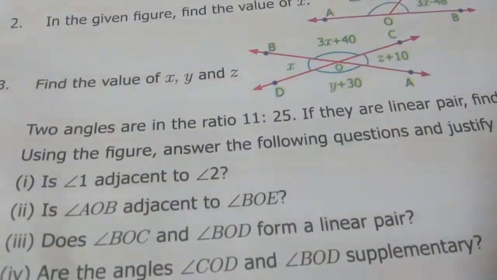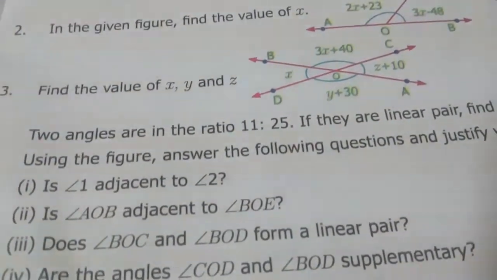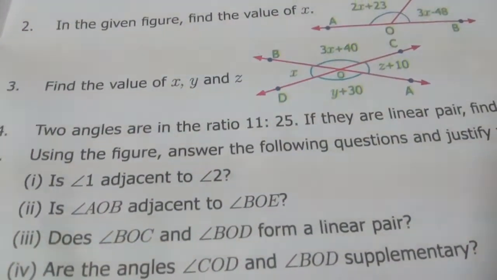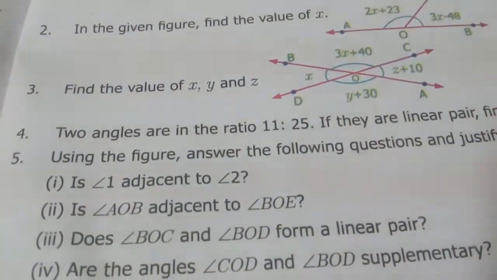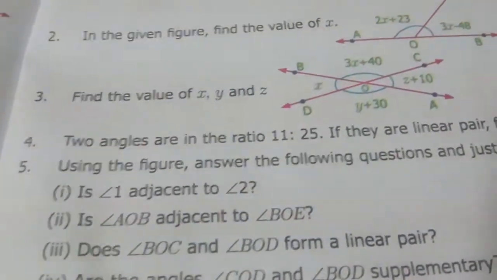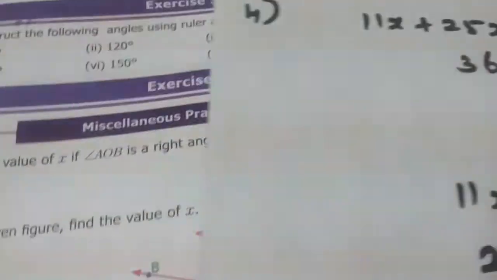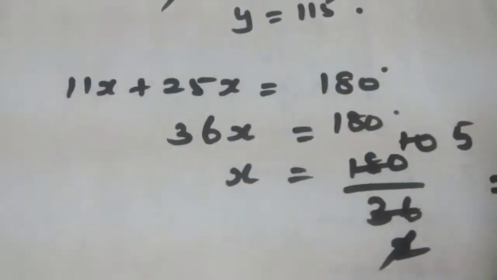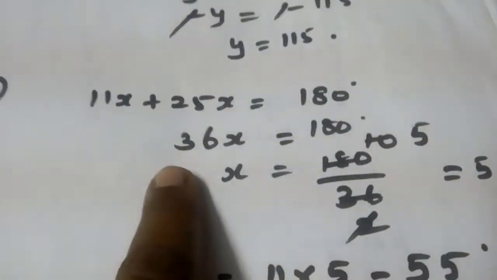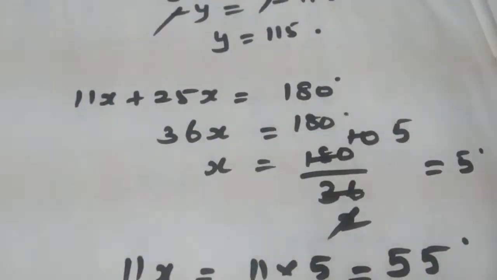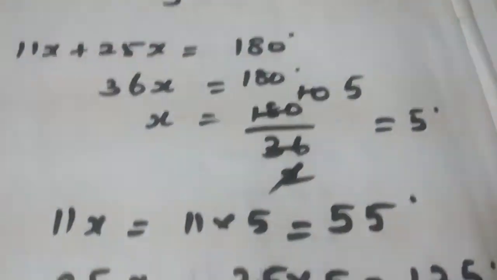Two angles are in the ratio 11 and 25. If they are a linear pair, the sum of them will be equal to 180 degrees. We know that. So 11x plus 25x is equal to 180 degrees. If you add, you get 36x, and when you cancel, you get x is equal to 5 degrees.